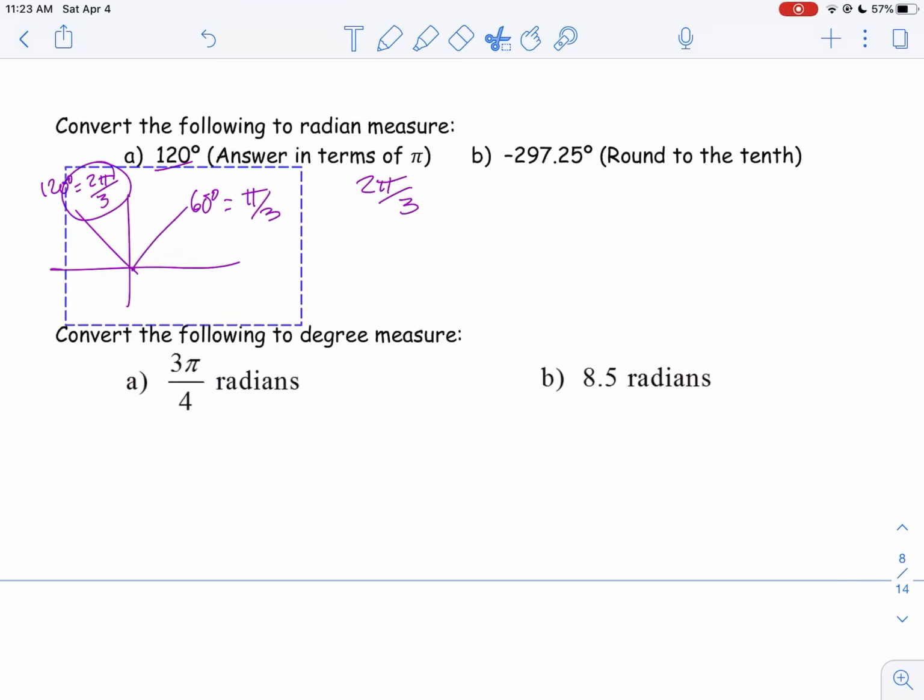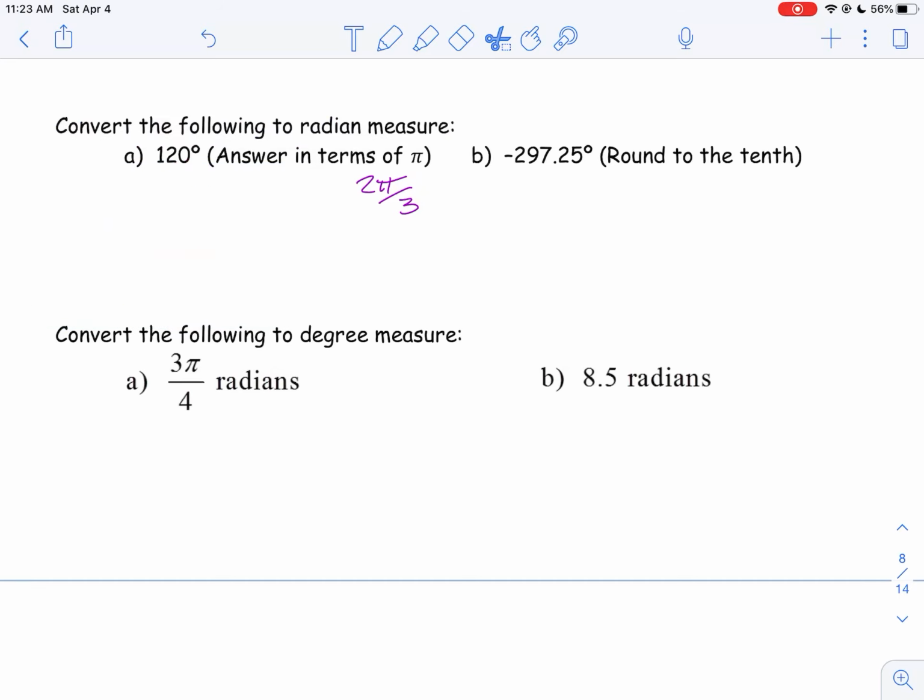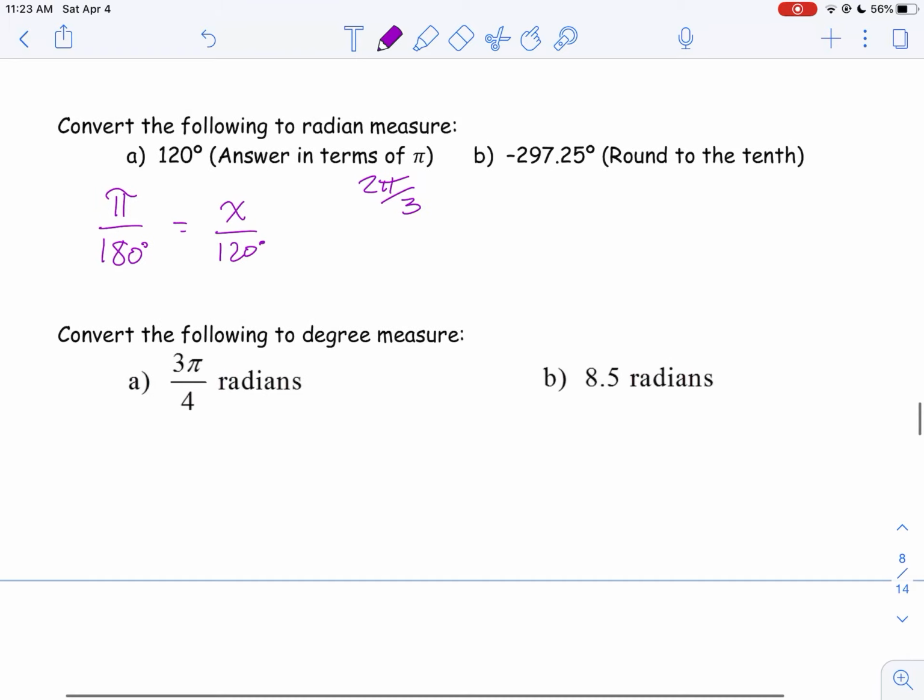Now, maybe you're not quite there, it's not quite as comfortable for you. There's another strategy we can use, and we'll have to use it sometime. We know that pi is the same as 180 degrees. So if I have an angle, pi over 180, in radians, I don't know what it is, but it's 120. This ratio needs to be the same. And so then I can just cross multiply here and divide. So multiply pi times 120 equals 180 times x.